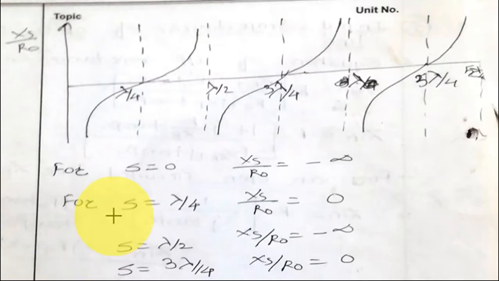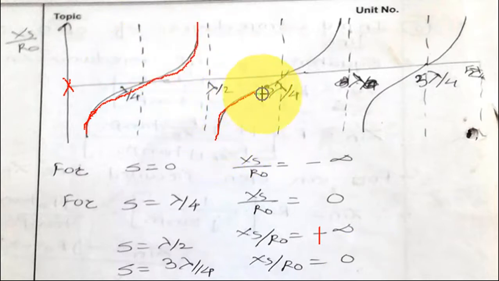So for the different values, now you just put the value of S equal to 0, XS upon R0. So for S equal to 0, it is at infinity. For S equal to lambda by 4, it is 0. For S equal to lambda by 2, XS upon R0 will turn out to be minus infinity. So the pattern will be something like this. From infinity at this particular 0, minus infinity, it is coming towards 0, it is going towards plus infinity, like this, minus infinity 0 plus infinity. So at lambda by 2 it will be plus infinity, my mistake. Then 0, once again at this minus infinity, 0 plus infinity.